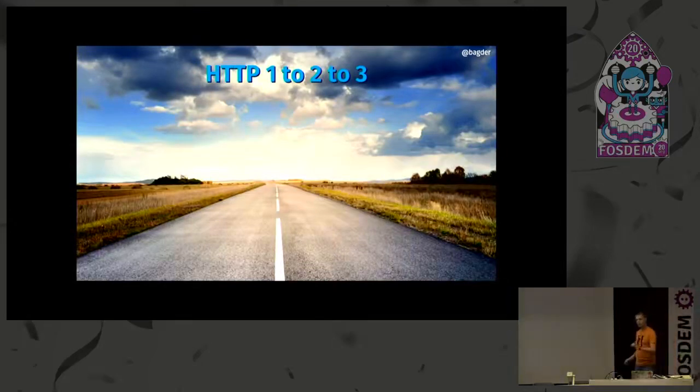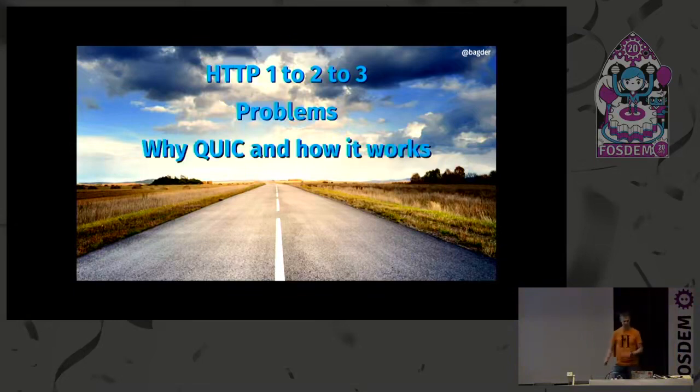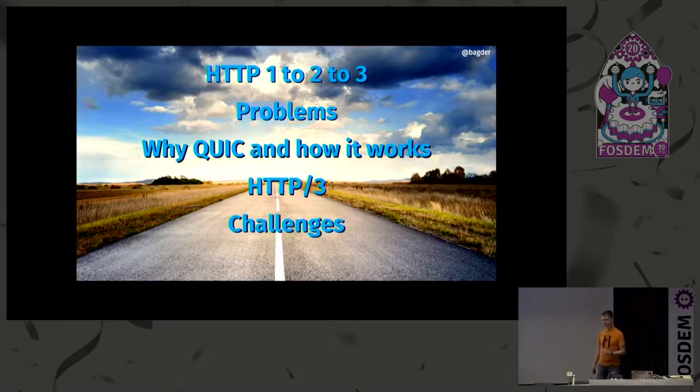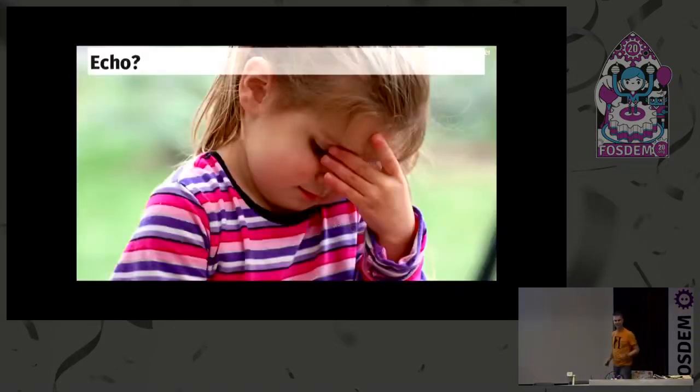So we did HTTP/1, 2, and we're going to 3. There are some problems along the way. That's why 3 is coming, right? I'm going to explain a little bit about them, how QUIC is the solution to those problems, and a little bit about HTTP/3 on top of QUIC. Some of the challenges with running this tomorrow or now, and something about when it's about to come, or maybe, I don't know. I talked about this last year.